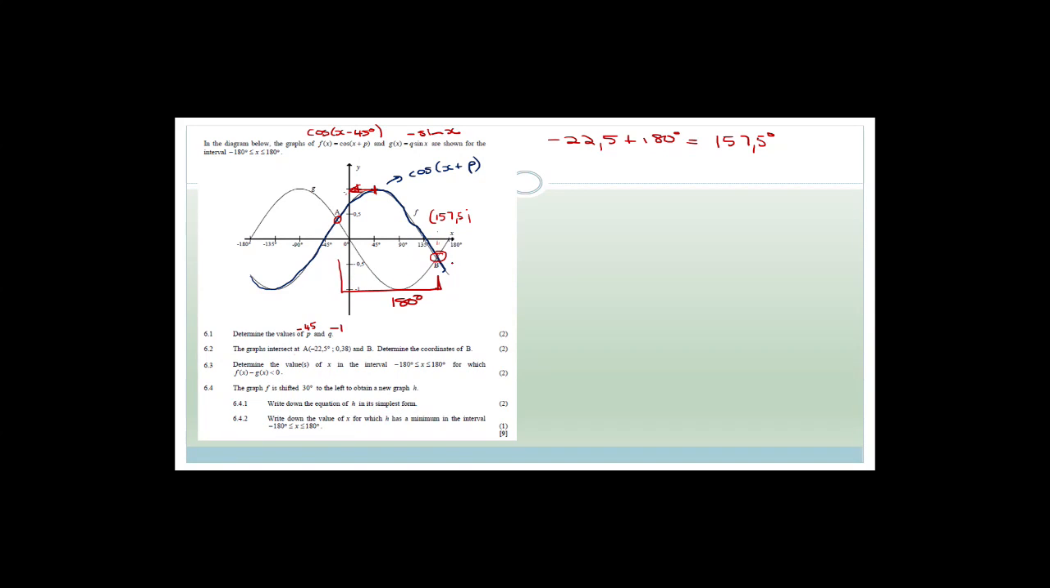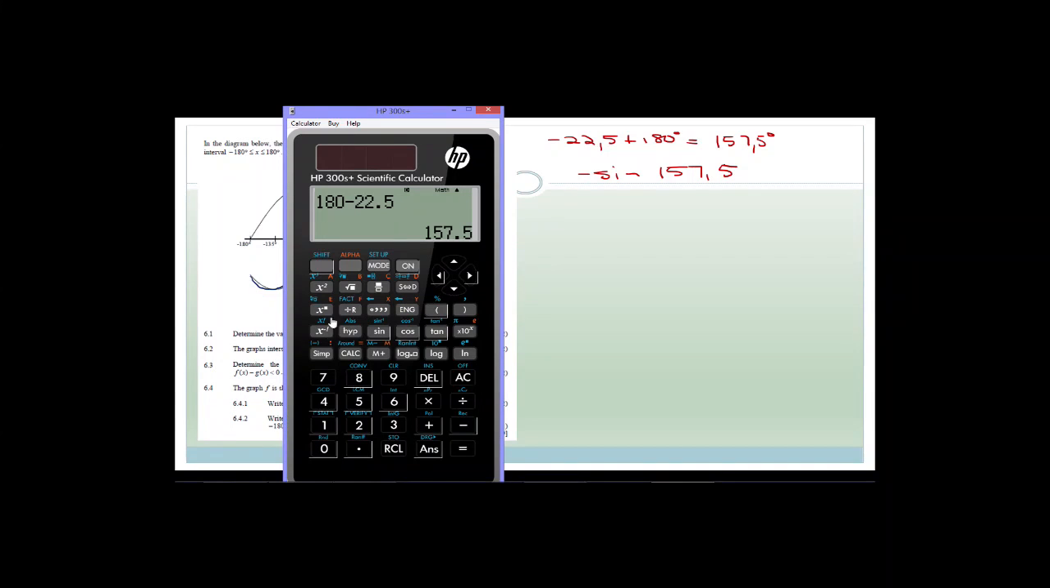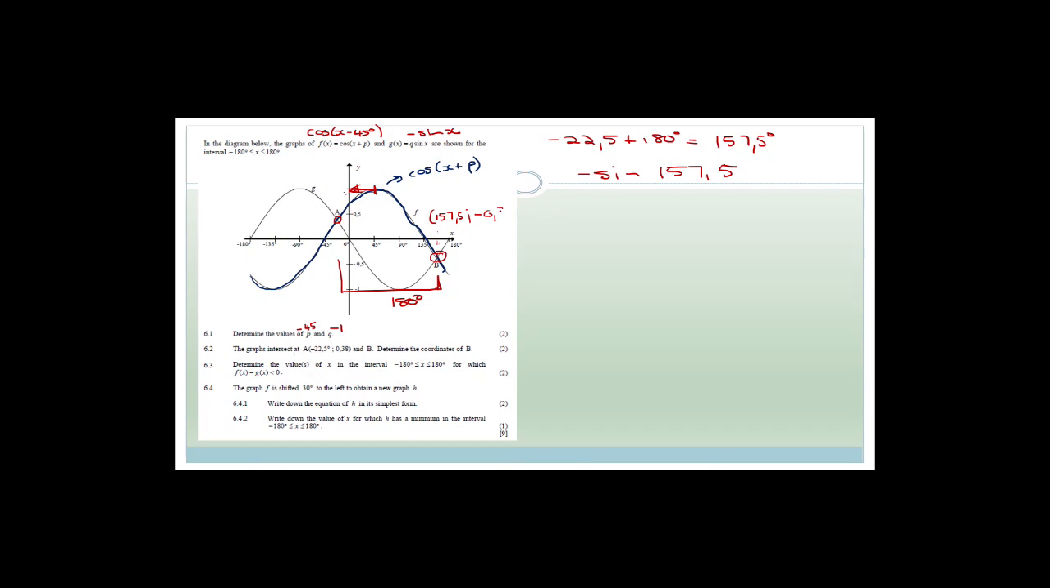I'm pretty sure it's not going to be 0.5, but what we're going to do is substitute it into minus sine x to find the value. So we're going to go minus sine of 157.5, and let's find out what that is. Actually, it's 0.38, sorry. I'm thinking it's going to be negative 0.38, but let's just check it. So it's going to be sine of the answer equals 0.38. So this bit here is going to be minus 0.38.